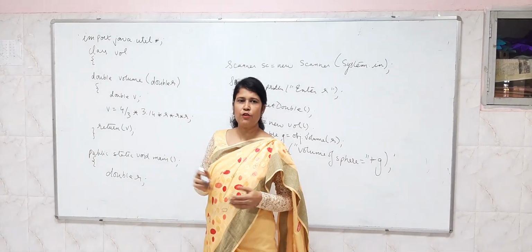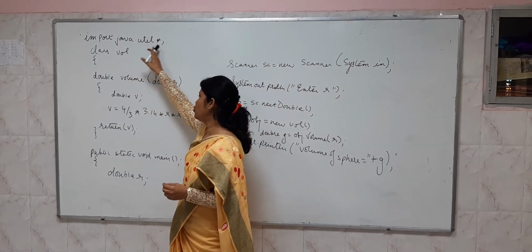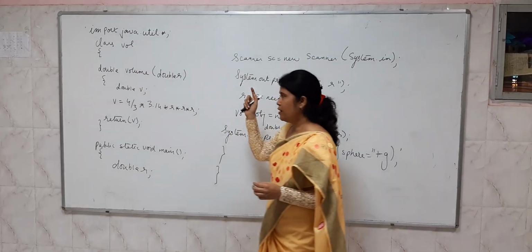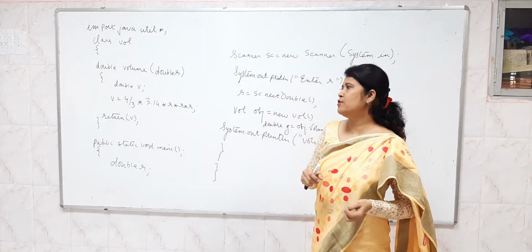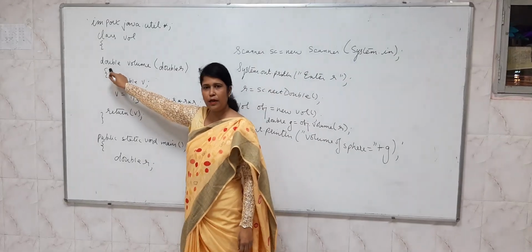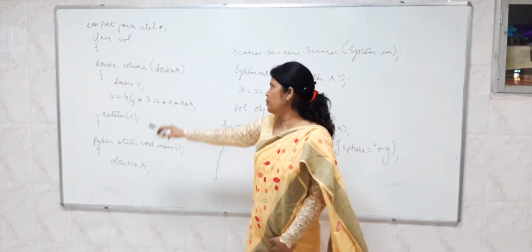We'll use functions in this program. So first line, always we have to write import java.util.*; class Volume. Here I have made the name of the class as vol. Then I made one function because it will return double type of value, because pi value is a double. So it will return double type of value.